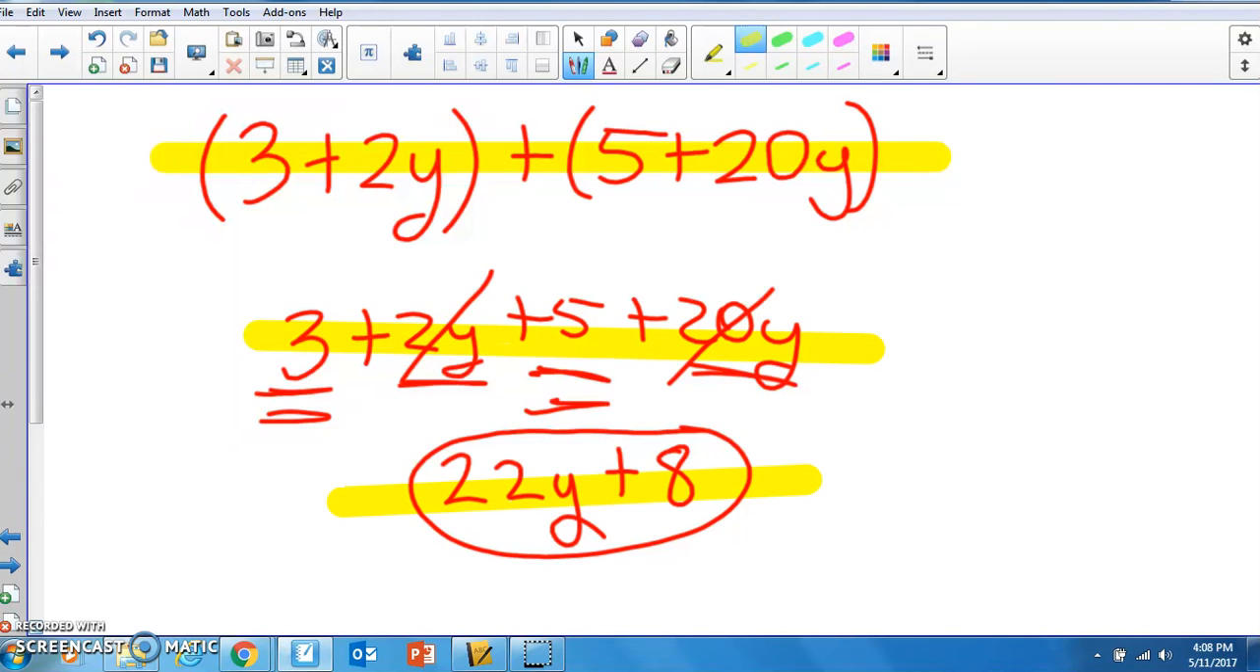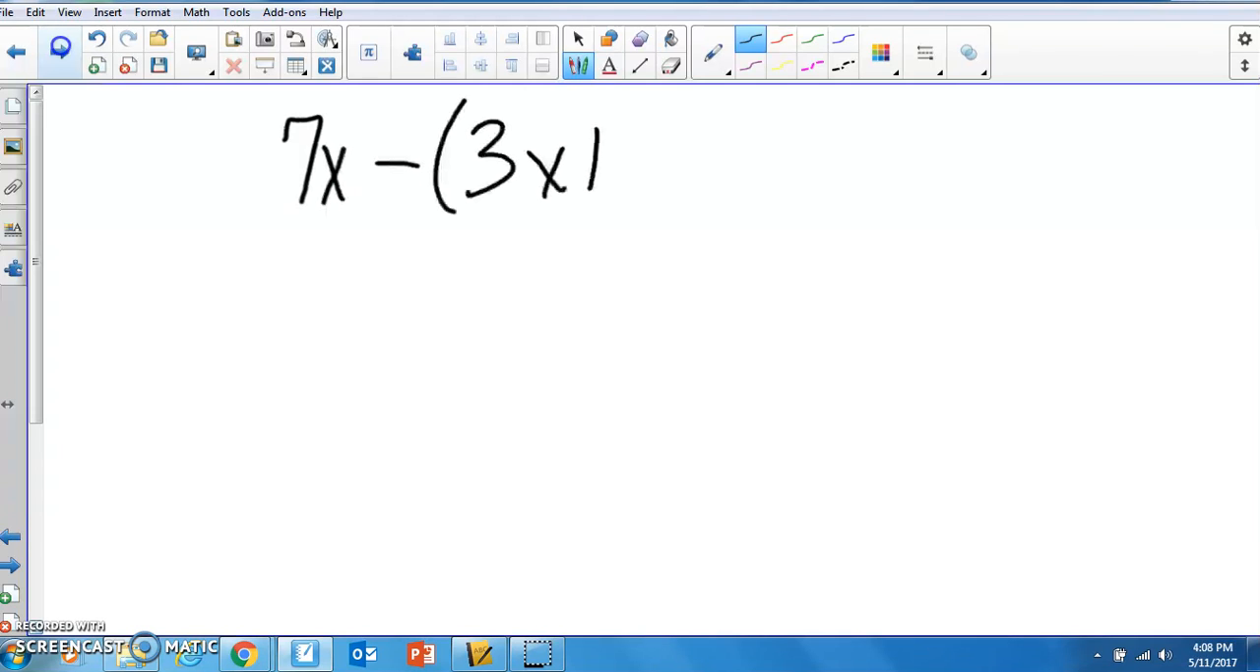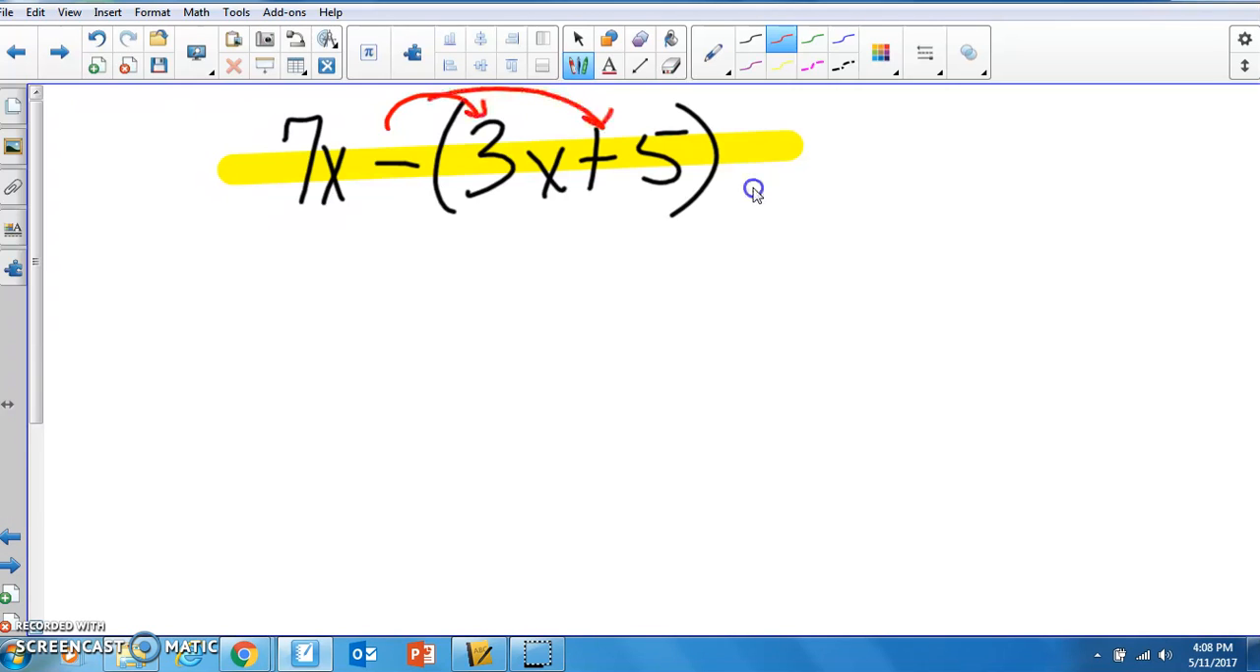All right, let's do one more problem. This next problem is probably the one that causes the most issues with students. So we have 7x minus 3x plus 5. Let's say this is our example. All right, so I'm going to go ahead and just highlight that. Now, what I want you to notice here is in front of that set of parentheses, you have a minus sign. What that minus sign is going to do is distribute throughout the parentheses. And basically what's going to happen is every term inside the parentheses, you take the opposite of it.